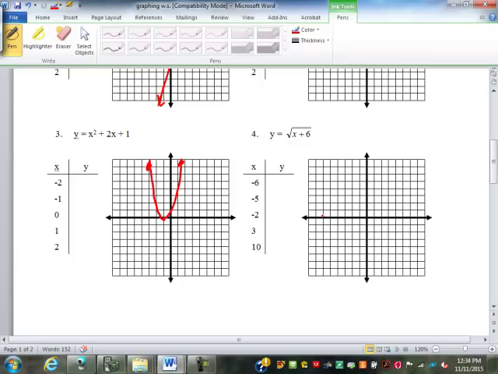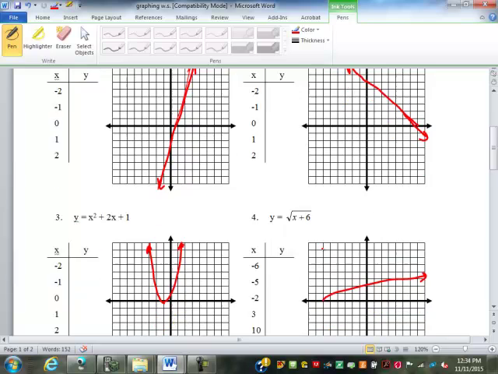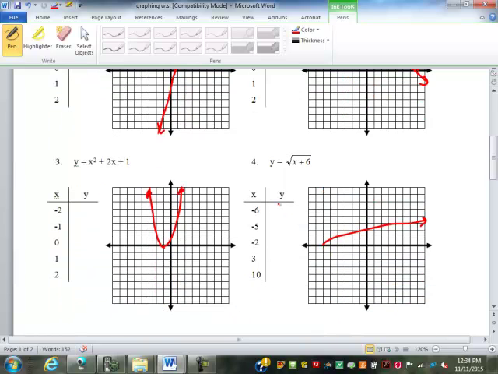Number 4 looks something like that. Now notice the difference with number 4. All of these others, I've put arrows on both ends, correct? Number 4, there's an arrow on one end, but not here. Well, of course. Why not? Why does it end?